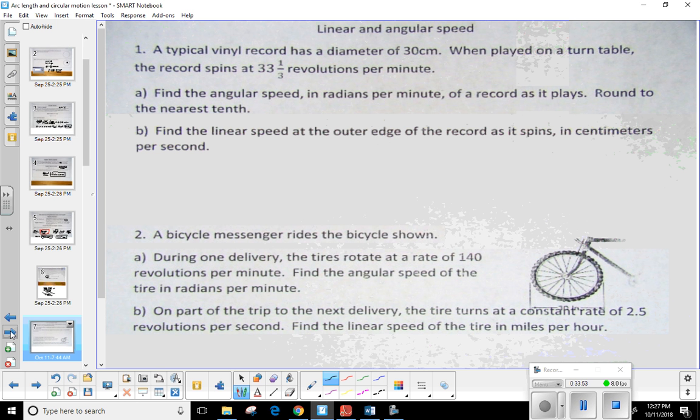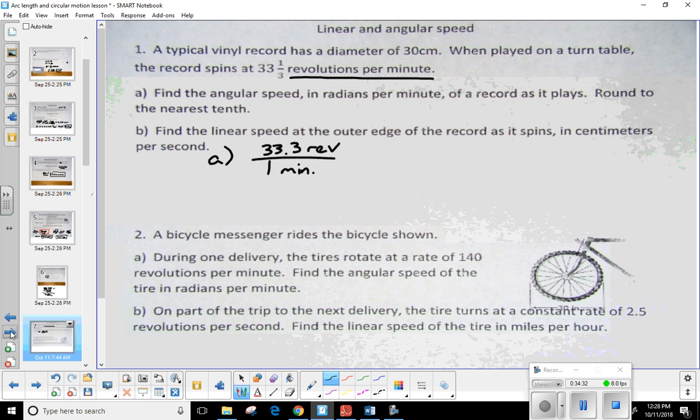Okay, so let's try number 1. It says a typical vinyl record has a diameter of 30 centimeters. When played on a turntable, the record spins at 33 1/3 revolutions per minute. And remember, these problems always start with the number of revolutions over time. Now this one, we're going to have to approximate. I know that 1/3 is 0.3 repeating, but for our purposes, we'll just say 33.3, because in part A, we want to find the angular speed. So we're going to start with 33.3 revolutions per what?